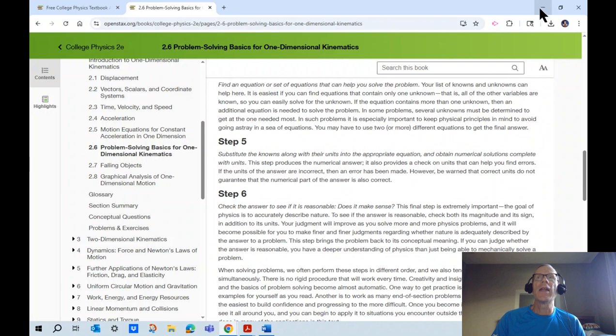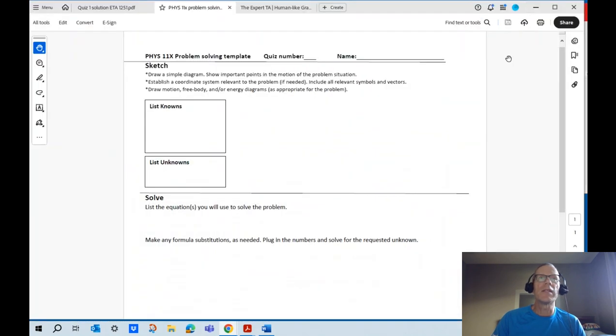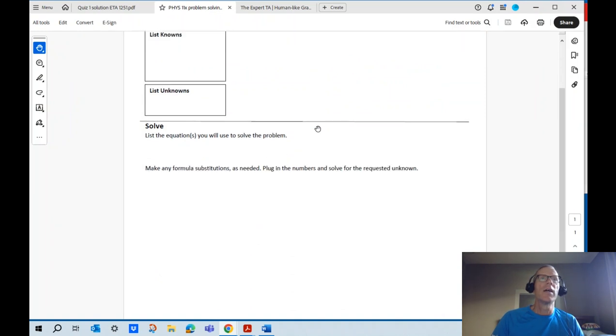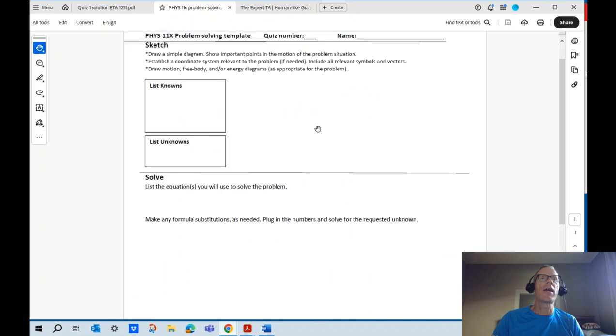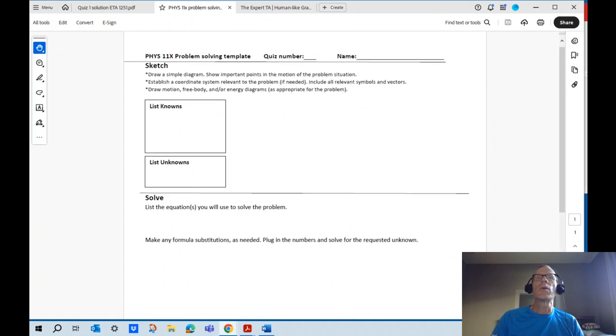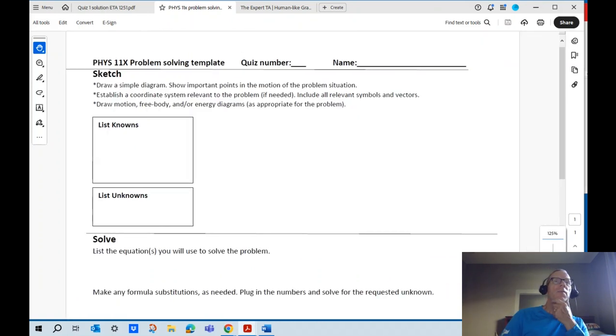So I converted that into a problem-solving template. It has essentially 3 parts: a sketch, solve, and check. So for the sketch, we can make that a little bit bigger. I tried to make it fairly general, generic, so that it could be used throughout the series. Some things aren't quite as appropriate, but the simple diagram is always important, showing the important points in the motion of the problem.